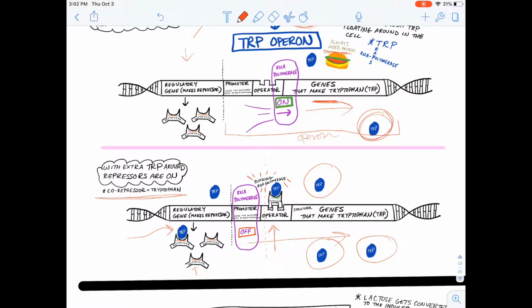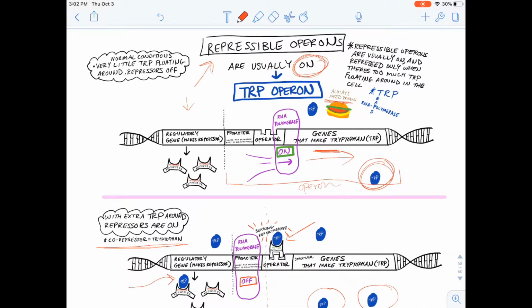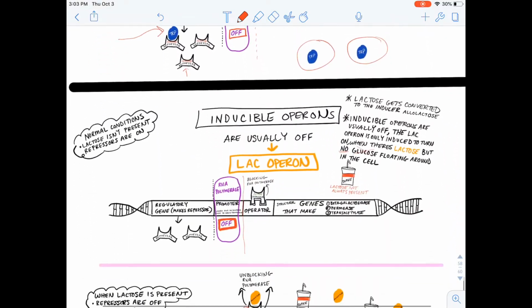So once the tryptophan is used up, the tryptophan that's sitting inside of the active repressor will also get used up. And then the active repressor will float out and unbind from the operator. And you'll go back to this situation where the repressor is inactive and the genes are being transcribed as usual. So we're going to go down to the LAC operon.